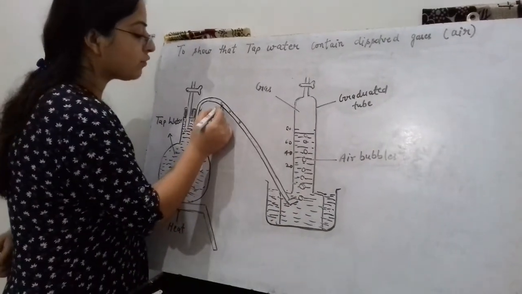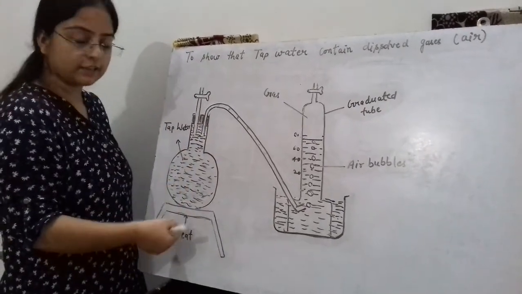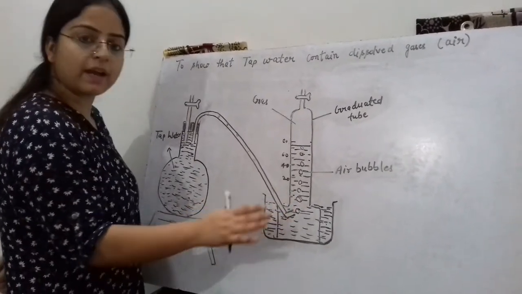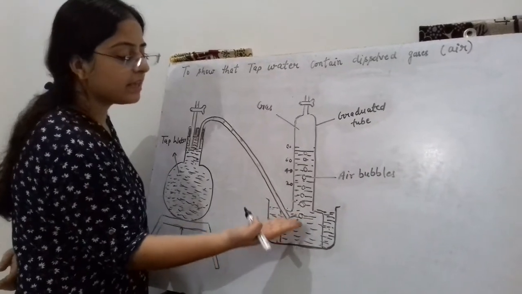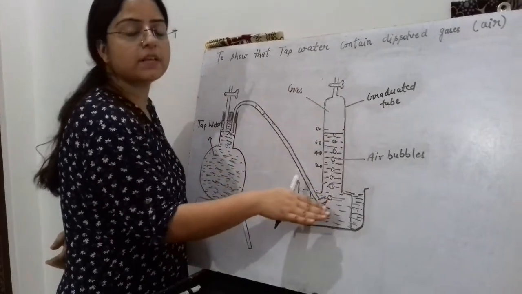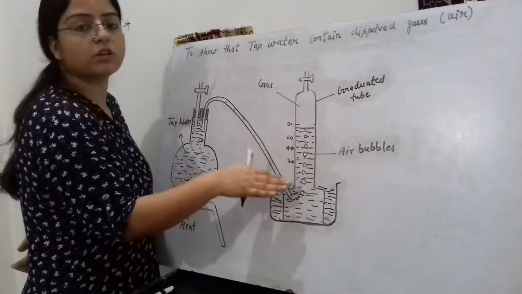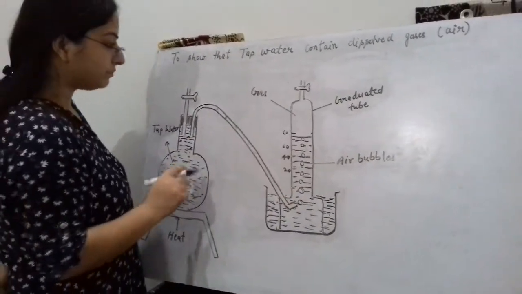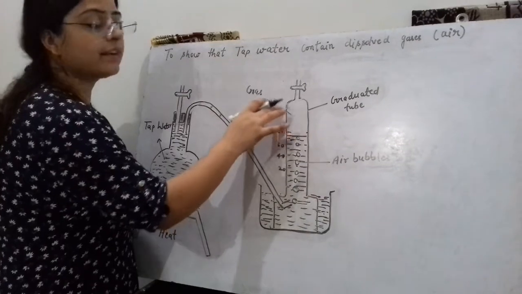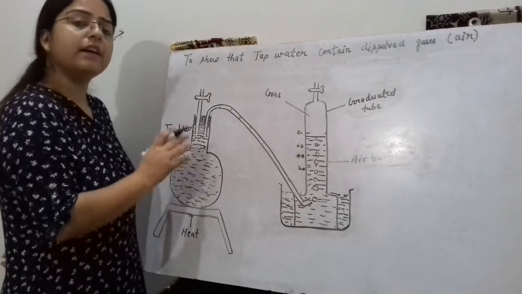The water vapor present in the gas escaping from the flask on heating, on coming in contact with the cold water, condenses back into water, and the remaining gases get collected on the top of the graduated tube by the downward displacement of water. So the volume of gas collected in the graduated tube shows the presence of dissolved gases in the tap water.